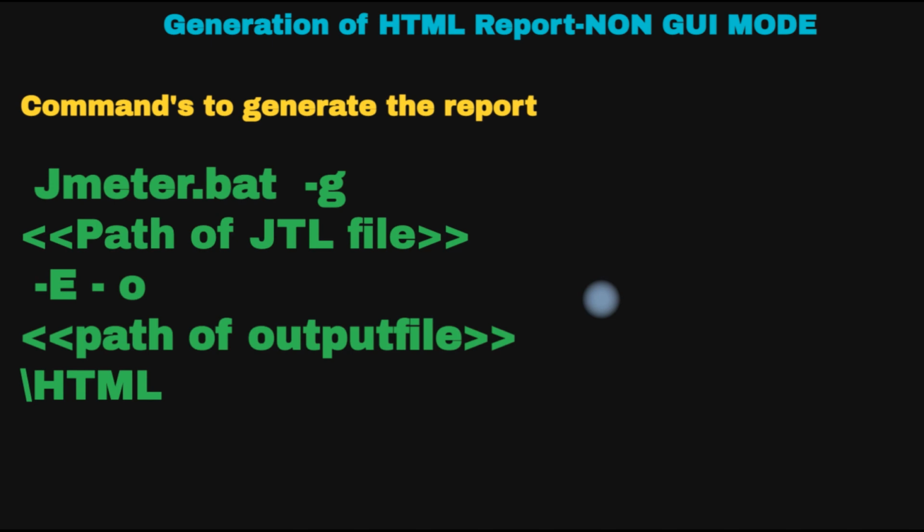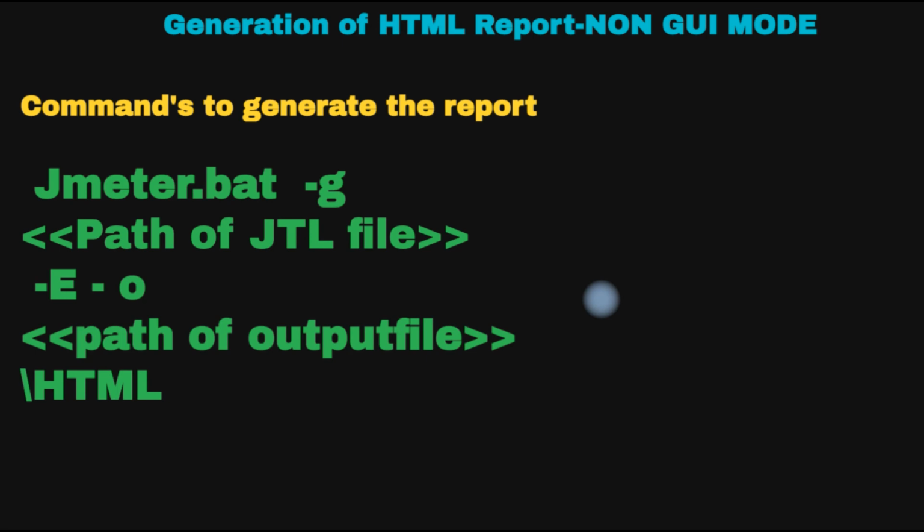jmeter.bat is the base file, then the option -g, then the path of the JTL file, then -e, then -o, then the path of the output folder /html. It is important to remember to create the HTML folder in the path of the output file, otherwise this command will throw an error.